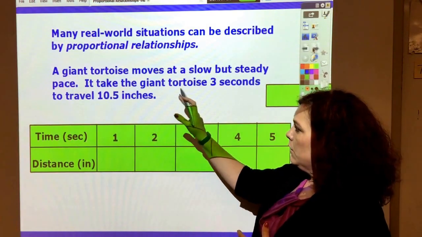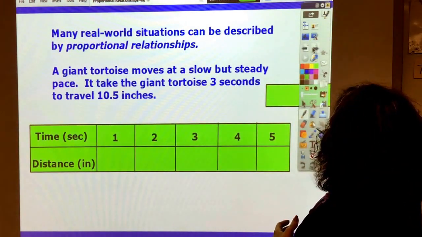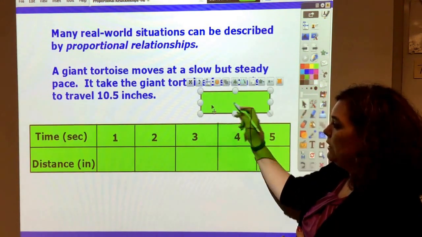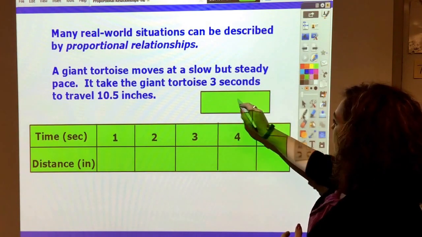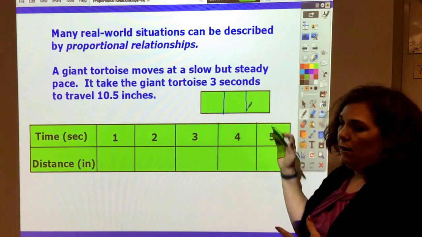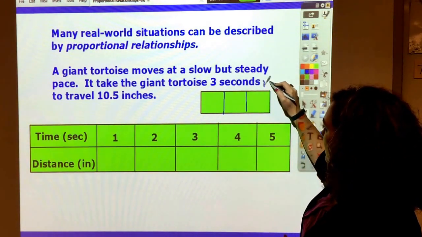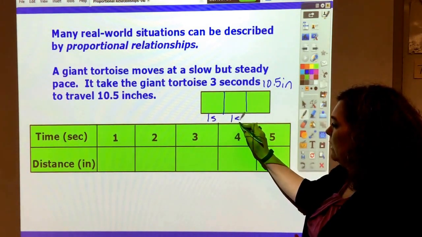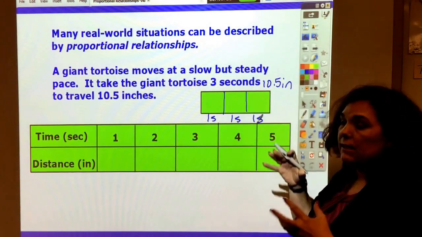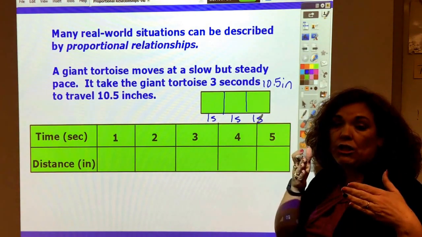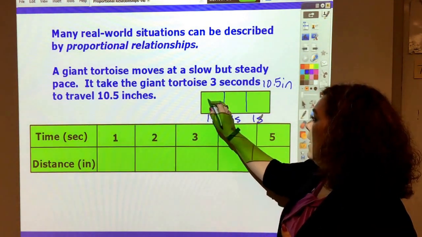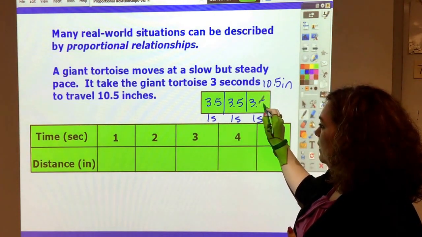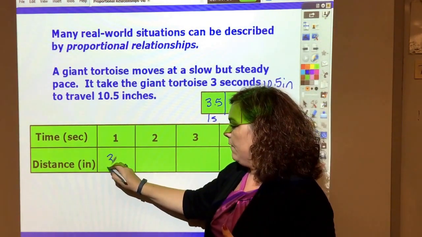Let's look at this. A giant tortoise moves at a slow but steady pace. It takes the giant tortoise 3 seconds to travel 10.5 inches. So this is the time that we're talking about. It takes him 10.5 inches over 3 seconds. To find out how much each second would be, you would divide, and that's 3.5. So 1 second would be 3.5.